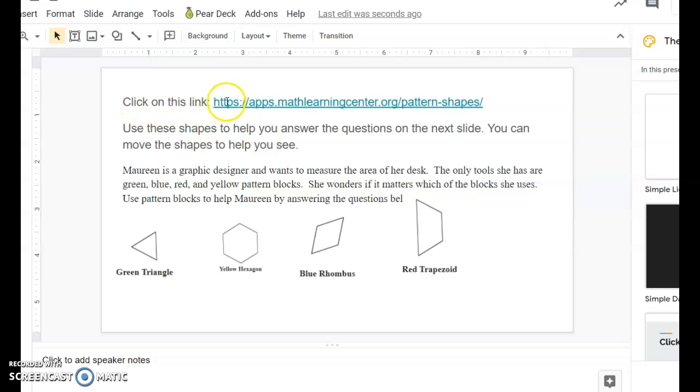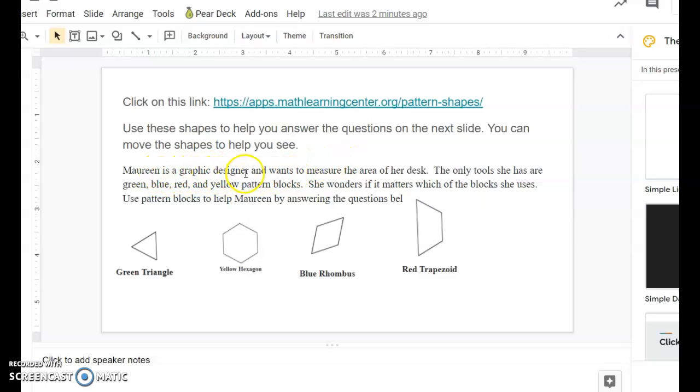It says click on this link. That is the first thing you're going to want to do, and I'll show you where that takes you in a moment. You're going to use the shapes on this link to help you answer the questions on the next slide. You can move the shapes to help you see. Again, I will describe that in a moment.